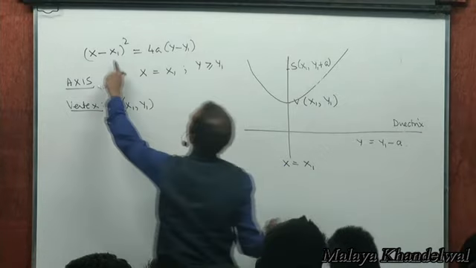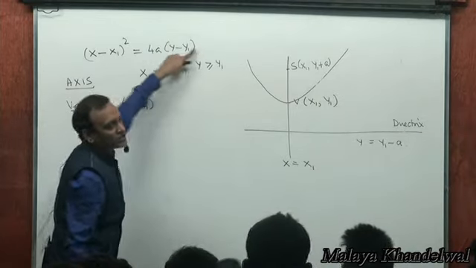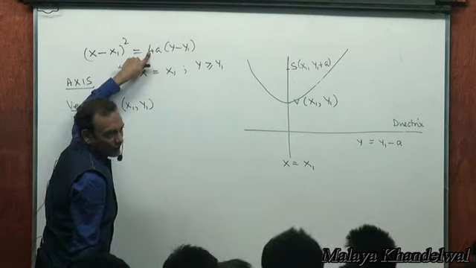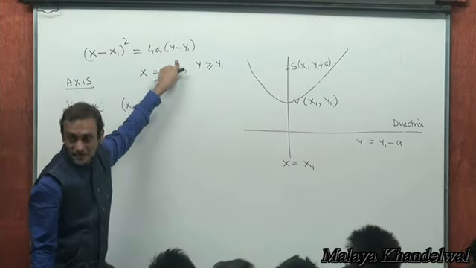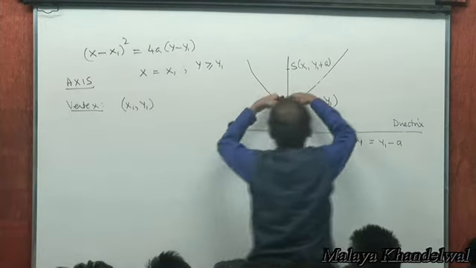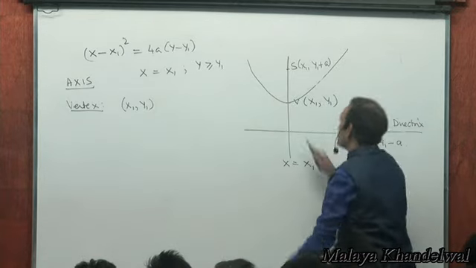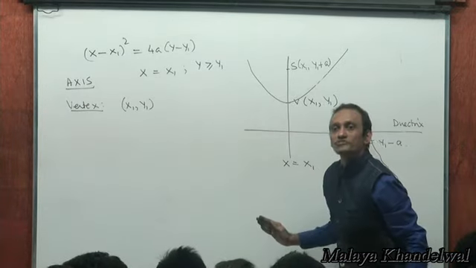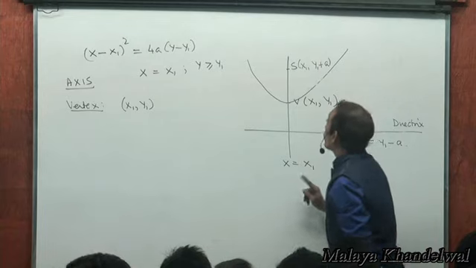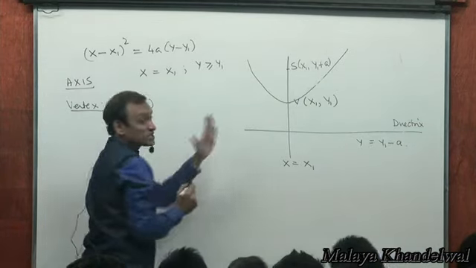If instead of (x minus x1) whole squared equal to 4a into (y minus y1), you had minus 4a into (y minus y1), then y would have had to be less than or equal to y1, and then the parabola would have opened downwards, with this being the vertex, same axis of symmetry, right? Now, what does it produce?